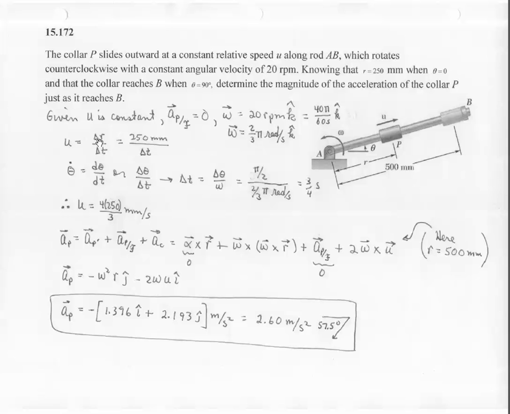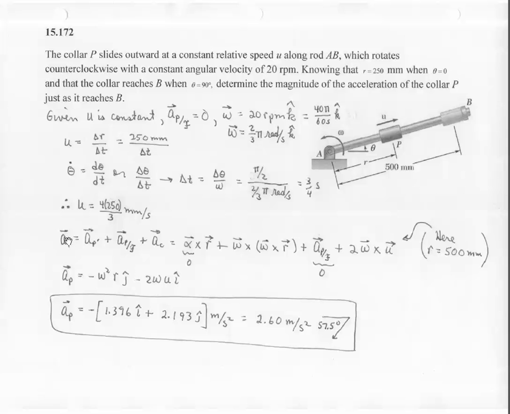Well, u is really the change in r divided by the change in time. The change in r is 250 millimeters. The change in time we can get by looking at theta dot. Theta dot is equal to d theta dt, or delta theta divided by delta t, which means that delta t can be written as delta theta divided by omega. Well, delta theta that's taking place is pi over 2, and omega is 2/3 pi radians per second. So this comes out to be 3/4 of a second. And so our u is then going to be 250 divided by 3/4, which turns out to be this right here.